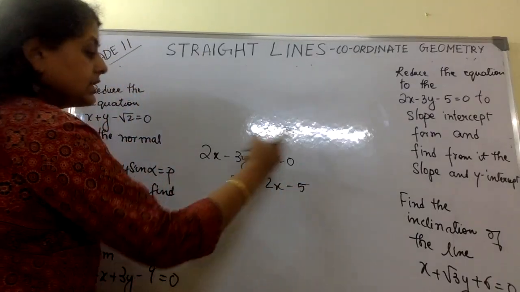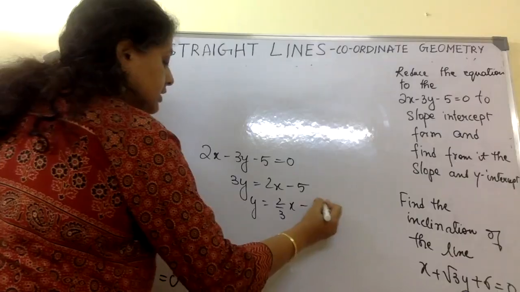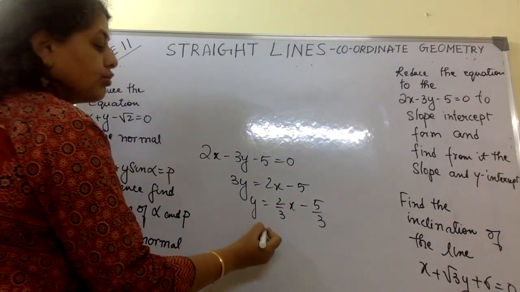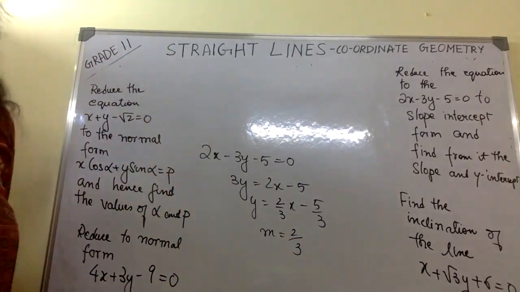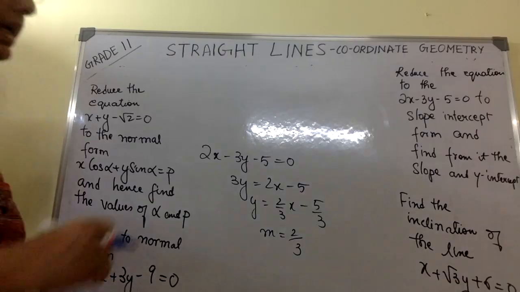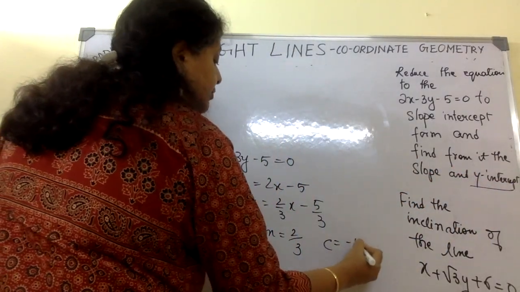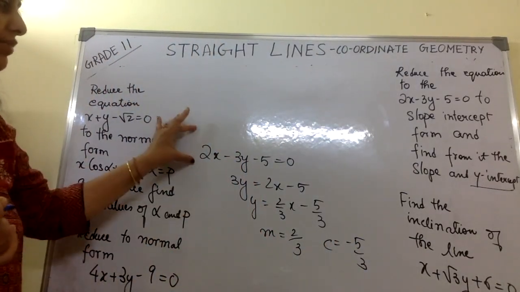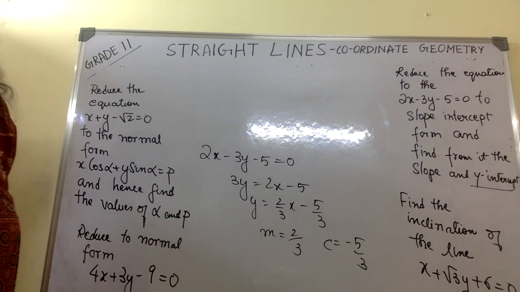Okay, so we take this to the other side and y is equal to 2 by 3x minus 5 by 3. So the slope here is 2 by 3. Slope is 2 by 3. And the y-intercept c is minus 5 by 3. So this is the slope intercept form. This was the general form. From that we made the slope intercept form.